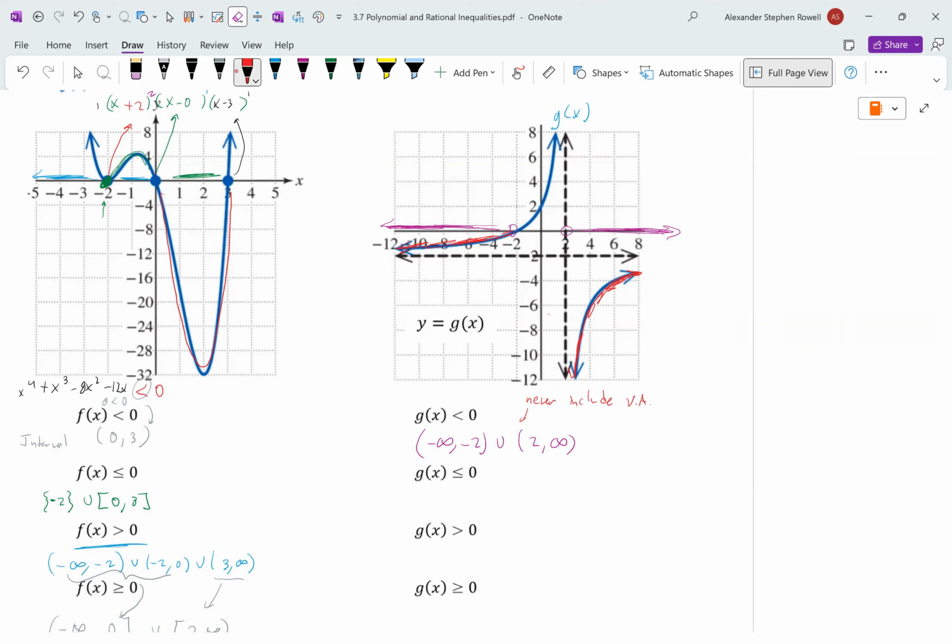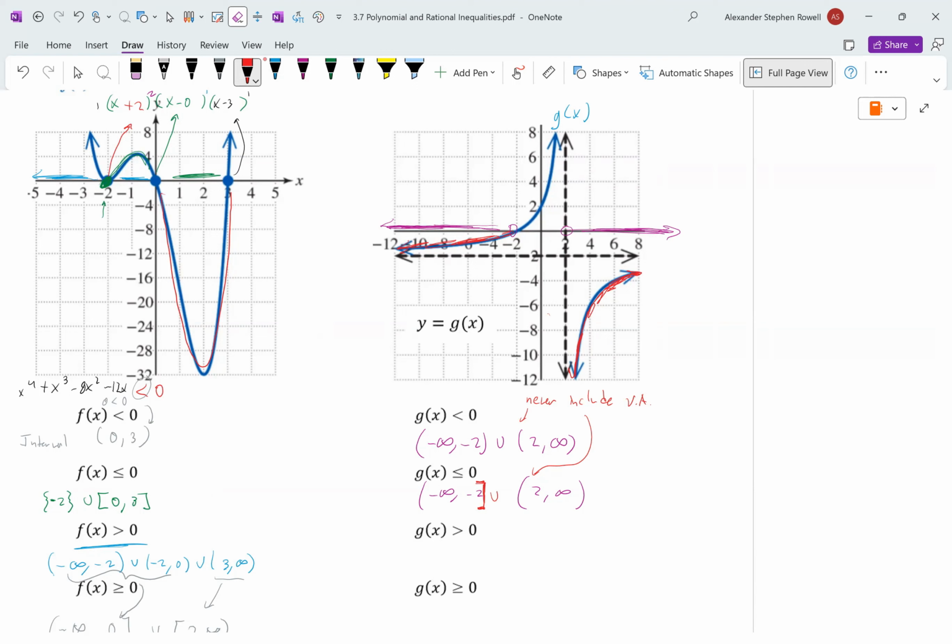It's undefined there. When is g of x less than or equal to 0? So now it can equal 0. How does that change my answer? We include which one? We include the -2. So this is a bracket here. What about the 2? We never include where it's undefined. So it'll always be parenthesis at 2.